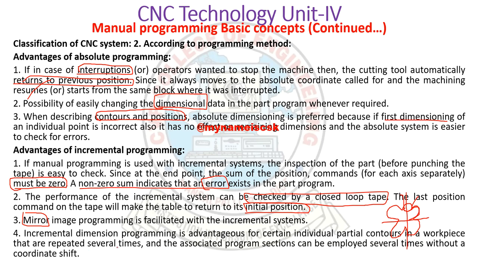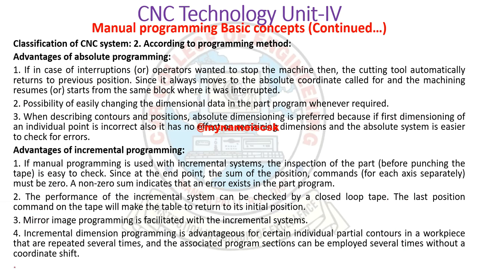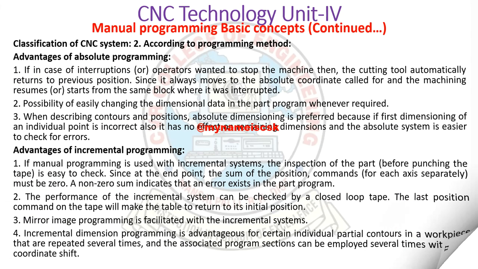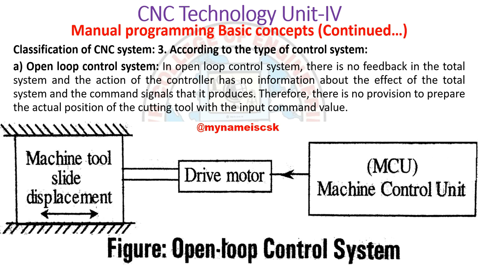And incremental dimensioning programming is an advantage for individual part contours. So if you are drawing individual parts and repeating them continuously, without any corner shifts, without any change of the axis or dimension, and you want to continue, then you can use this incremental programming. Next, classification based on the feedback system: open loop and closed loop.